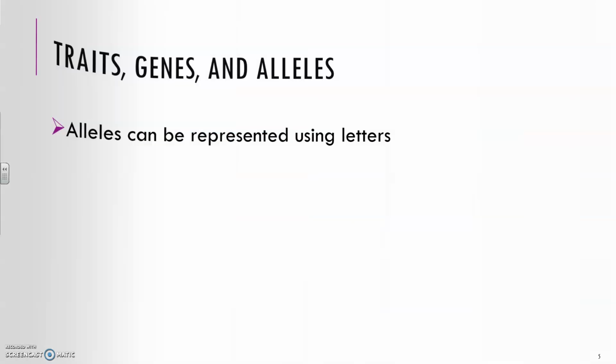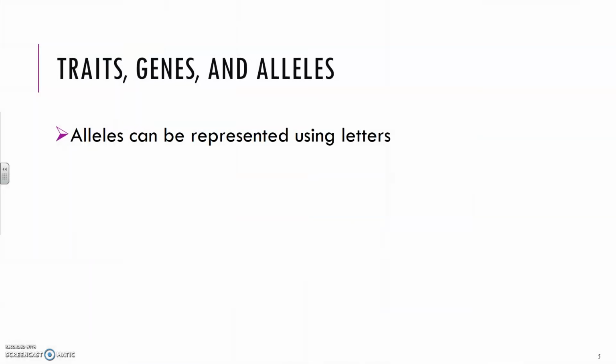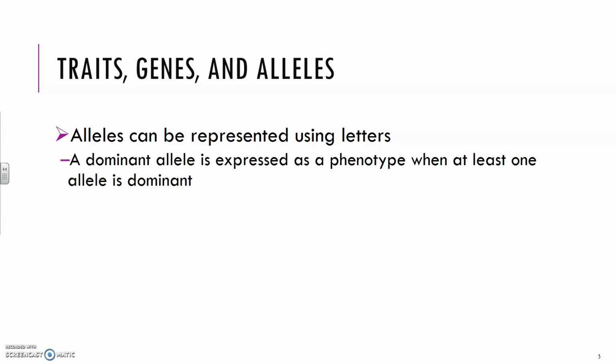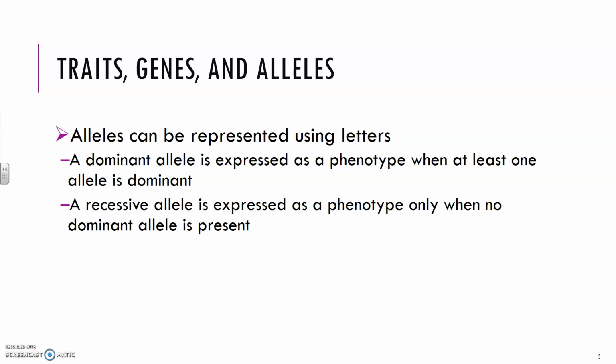Okay. All right. So again, like I just said, alleles can be represented using letters. So you do have 2 different types of alleles. You have a dominant allele. So dominant alleles are expressed as a phenotype when at least one dominant allele is present. So basically, if there's a dominant allele present, the dominant phenotype is going to be expressed. Then you also have recessive alleles. So with recessive alleles, they will only be presented if there is no dominant allele to mask it.